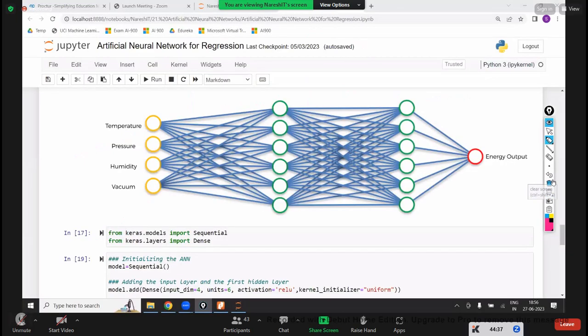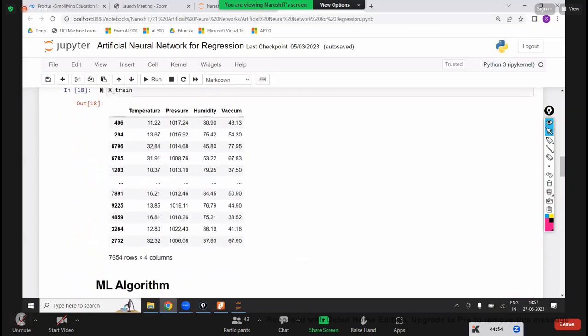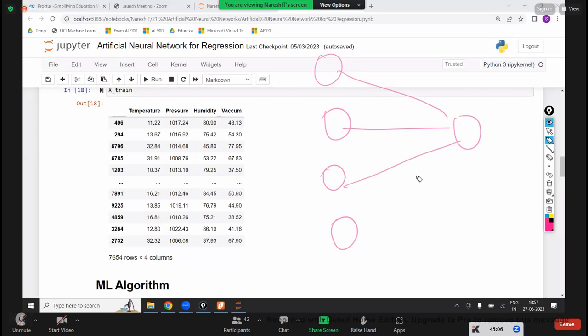Now let us take this neuron. Let me have the first simple example, where I have only an input layer and an output layer. That is the perceptron model. First let us complete this one, and later I will explain that. Here X1 is 11.22, 1017.24, 80.90, 43.13, the first record. The weights are minus 0.4, minus 0.25, plus 1.5, plus 0.3. There is no hidden layer, directly the output layer.